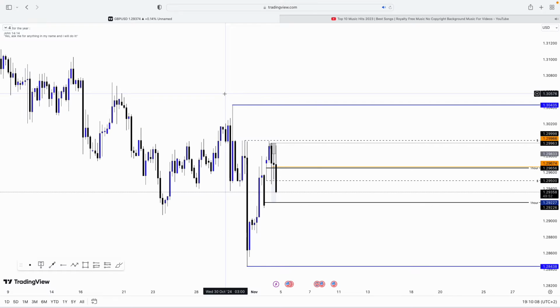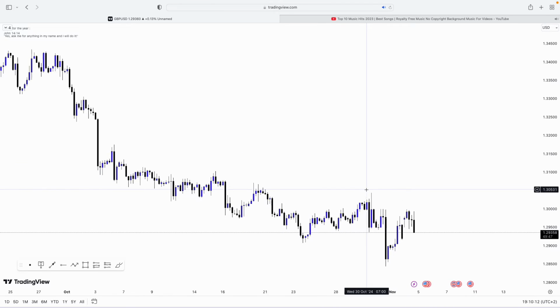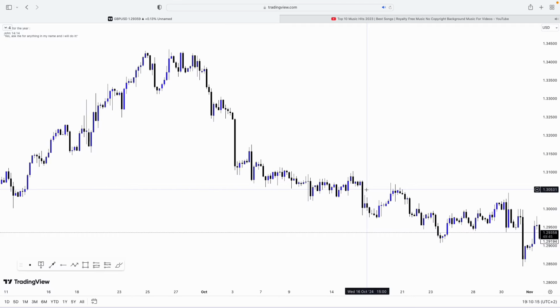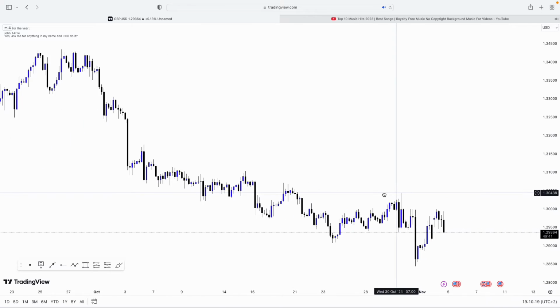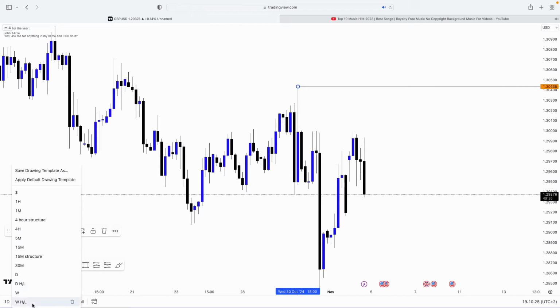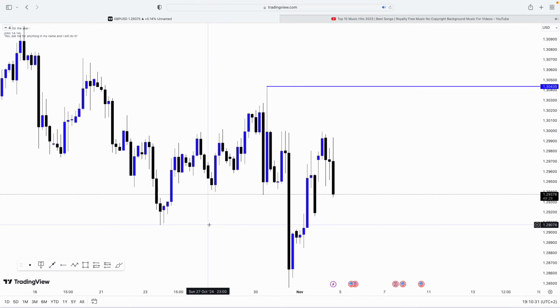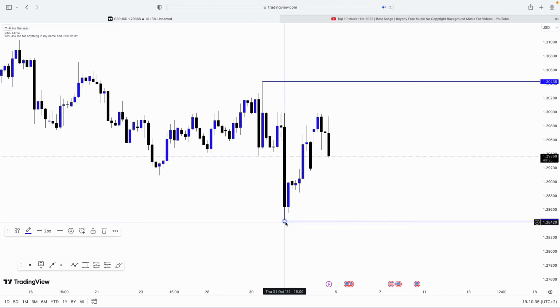Or wait, let me take everything off. Let's start fresh. Okay, so this is how price looked when I came to it, something like this. So the first thing I saw was my 4 hour. Where is that? 4 hour structure point, which was that high and this low.